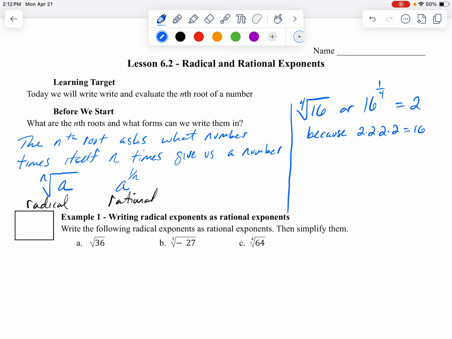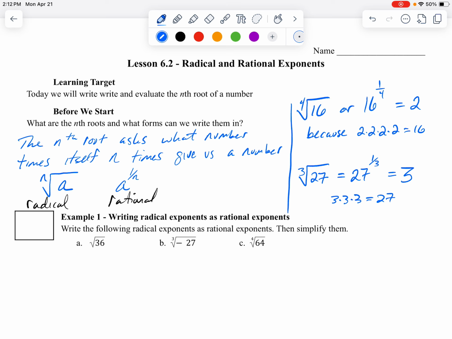Similarly, if I had the 3rd root of 27, now I'm looking for what number times itself 3 times would give me 27. And again, I could rewrite this as, I can leave it equals, that's true, 27 to the 1/3 power, which in this case would be 3, because 3 times 3 times 3 is 27.